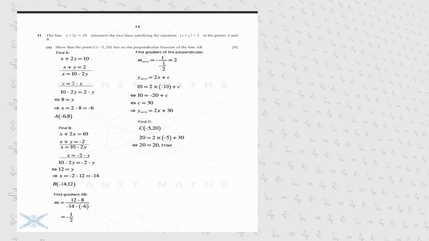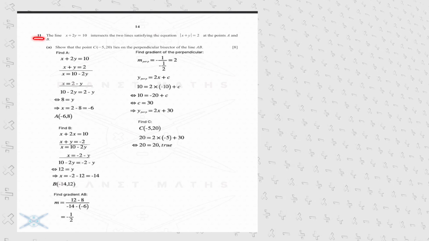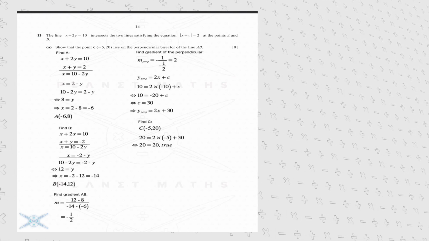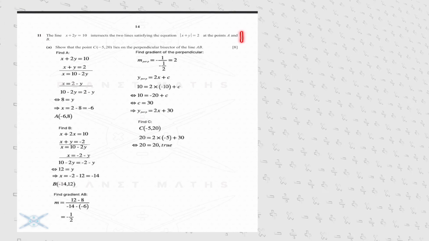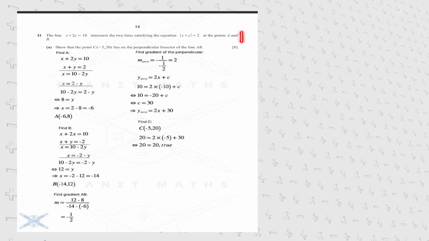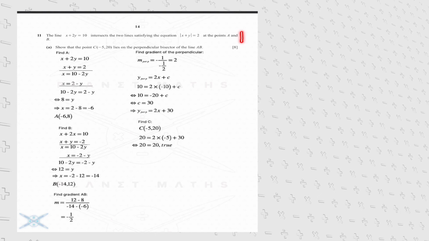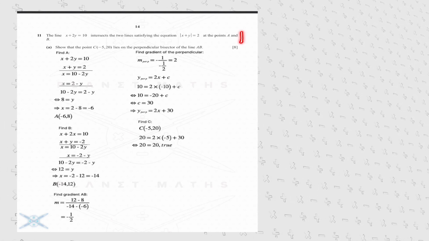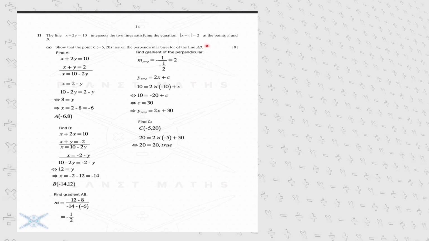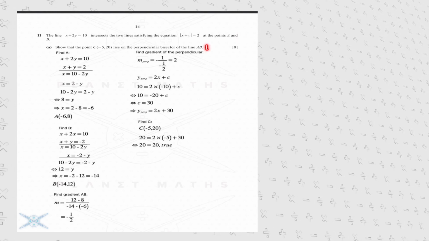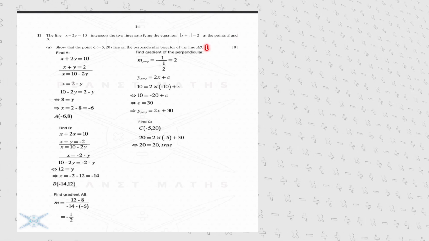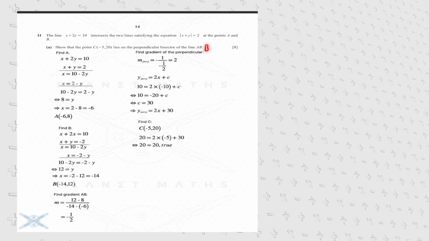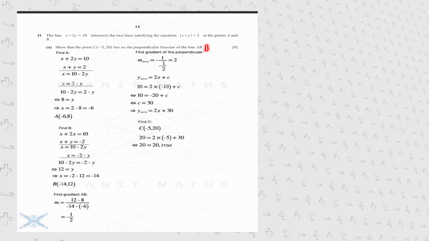We have now arrived at the final exercise of this exam paper, namely exercise 11. Here we are presented with a line x plus 2y equals 10, which intersects the 2 lines satisfying the equation of the absolute value of x plus y equals 2 at the points A and B. In part A we are supposed to show that the point C with the coordinates -5 and 20 lies on the perpendicular bisector of line AB.